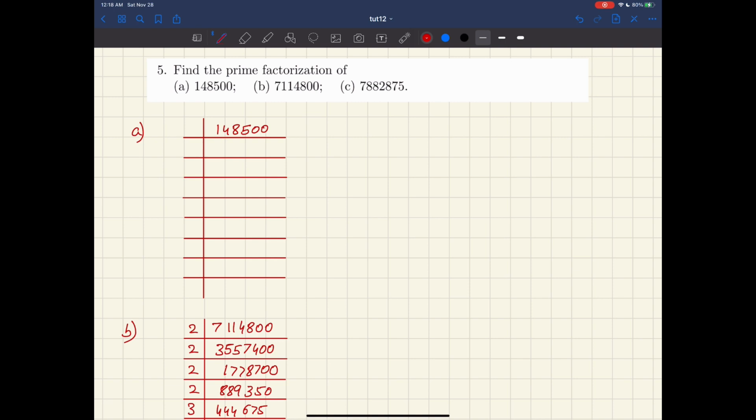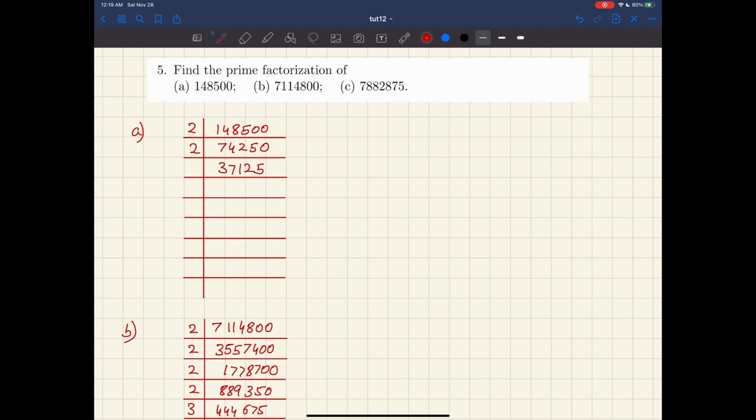For the fifth question, we have to find the prime factorization of the given three numbers. So the easiest way which I like to use is create a table. On the left hand side, write down the number which you are dividing it by. So start with 2, then move on to 3, and then move on to the next highest prime, which is 5, and then 7 and 11, and so on.